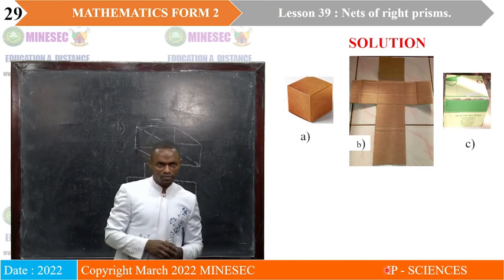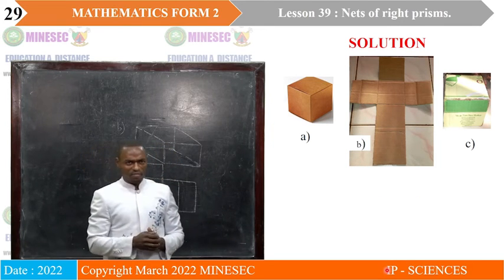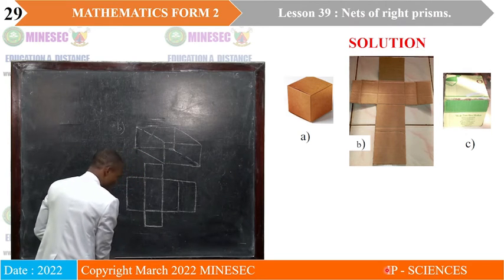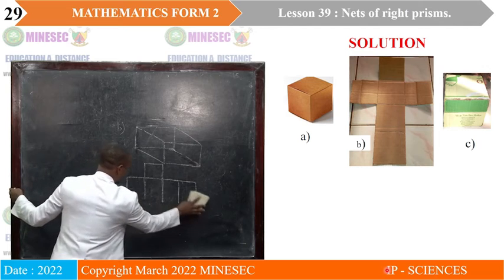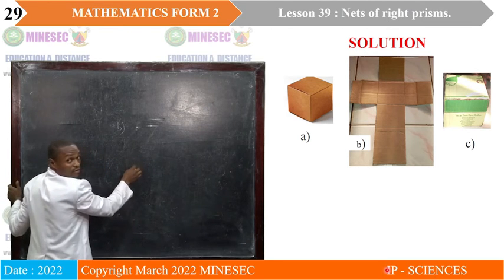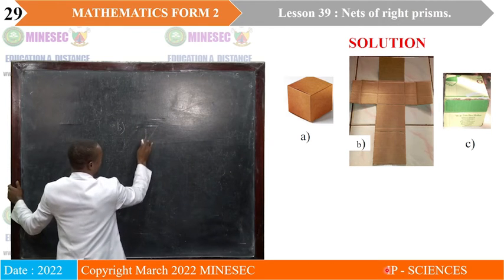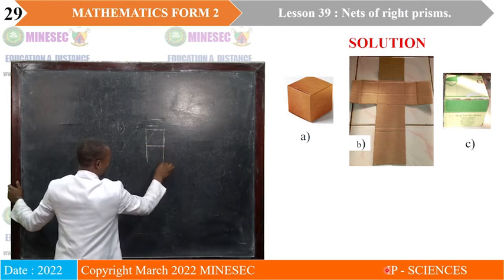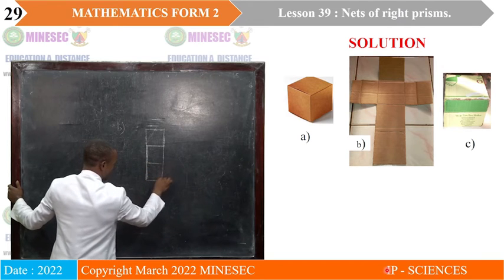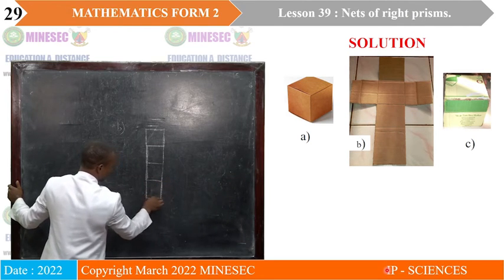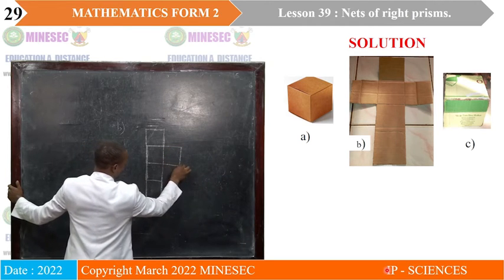It is simple. Now, when you look at the image in B, you see that it is not very clear. I will illustrate what you are supposed to have as far as that image is concerned. When you look at that image, it is something like this, like a cross, divided into some faces having equal sizes. So we have some sort of a cross like this.